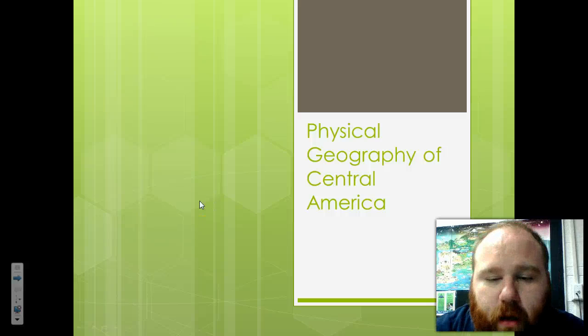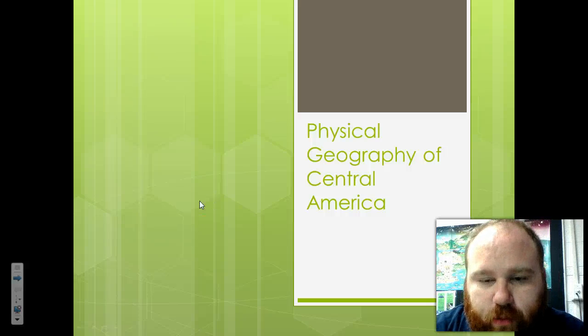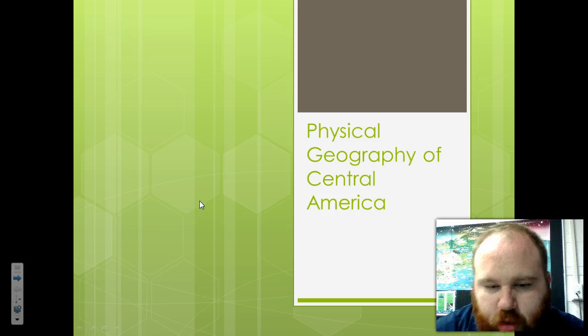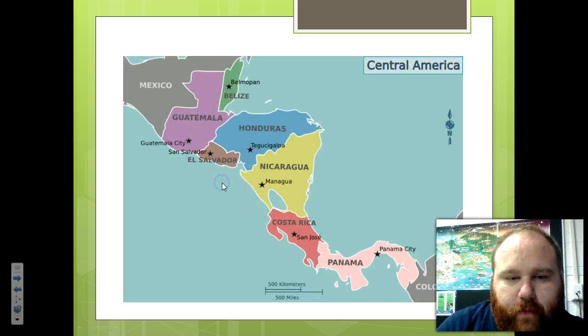Okay, so today we'll be talking about the physical geography of Central America. Central America is the region between Mexico and Colombia at the tip of South America, and it's the chain of countries that sort of form the link between North and South America.